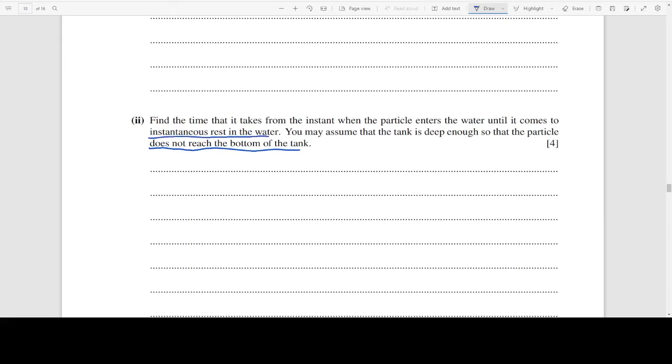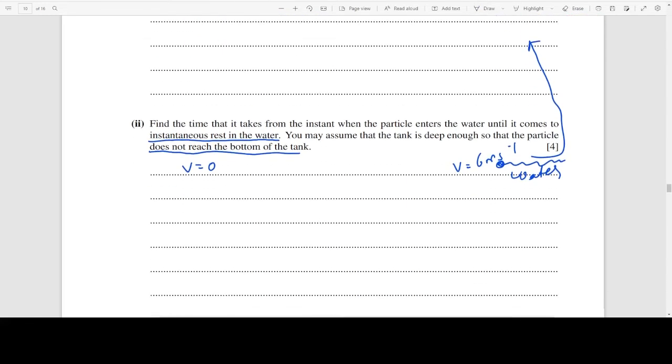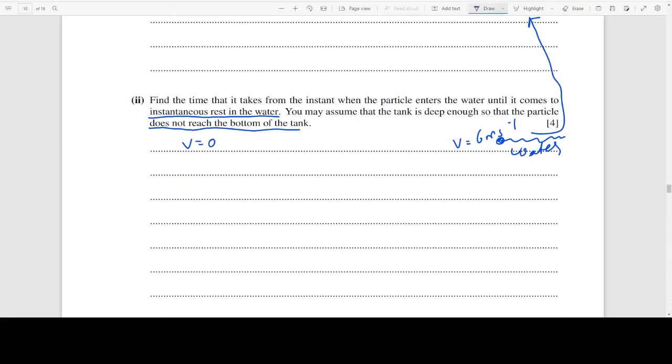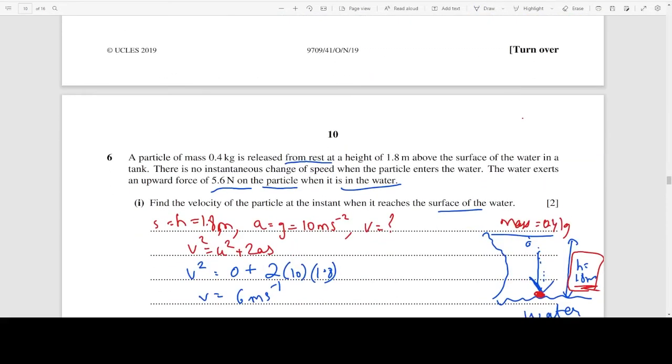So we have to find the point in time when the velocity is 0. We know that when the particle is inside water, it just enters water with a speed of 6 meters per second from the previous question, and water keeps exerting an upward force of F, which is 5.6 if I'm not wrong.